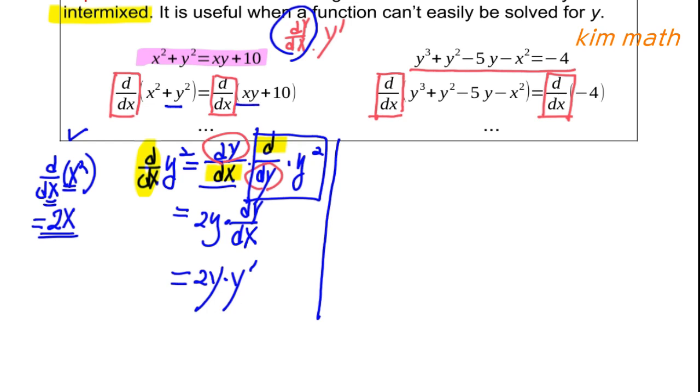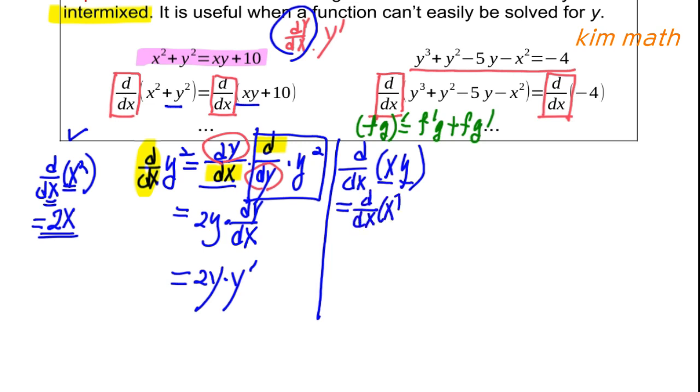Okay, some more. How about this part? d/dx of xy. Remember that we must use the product rule. In the product rule, if we have f times g, what is the derivative? It's f prime g plus f g prime, right? So in this case, we have two expressions. What is f prime? Let me copy one more time. d/dx of x is x prime, f prime, right? Then times y plus x times d/dx of y. Good.